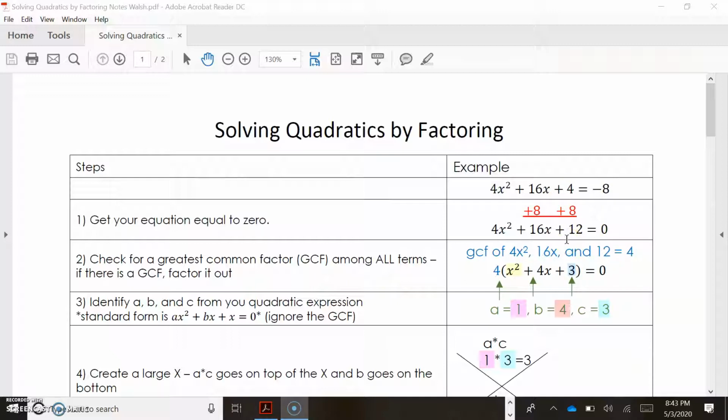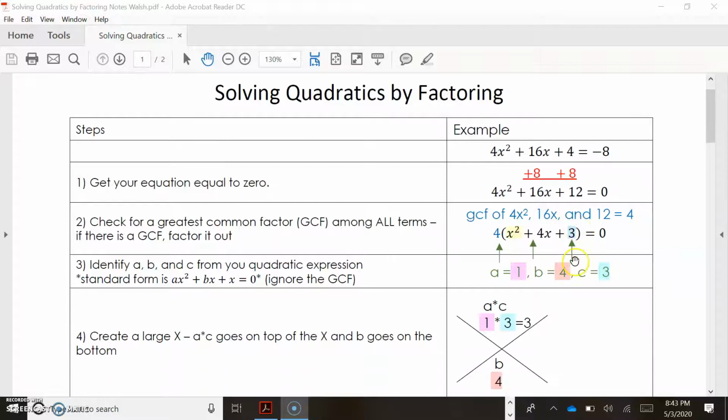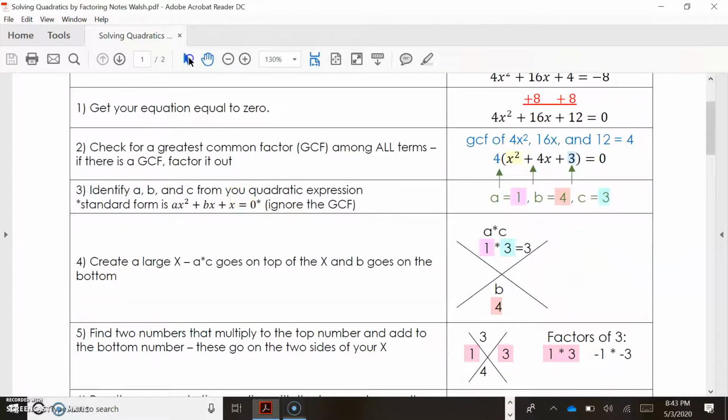The next most important thing is checking for a greatest common factor, a GCF. A GCF is a number that can go into each of these terms. So when we break down 4x squared, 16x, and 12, we should notice that 4 goes into each of them. So I'm going to divide out a 4 from each term. 4 divided by 4 is 1. 16 divided by 4 is 4. 12 divided by 4 is 3. So what's left? This is what we have left to factor: x squared plus 4x plus 3.